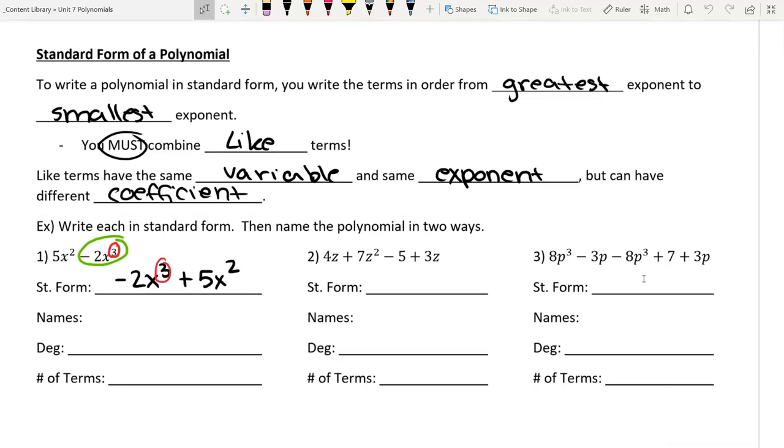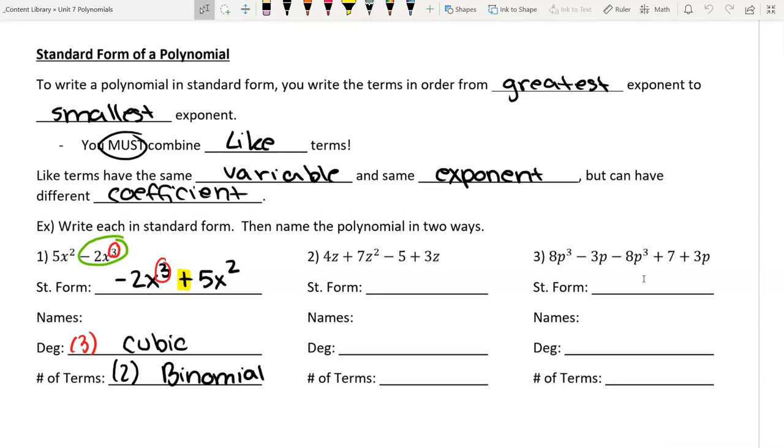Cool? So now we can do the same thing, which we already did up top, but name it. So degree here is our good old 3, because that's the highest one. So remember, that's a cubic. Number of terms. You should start being able to see this pretty quickly, but there are two because there's only one plus sign in the middle of them. So that is called a binomial.